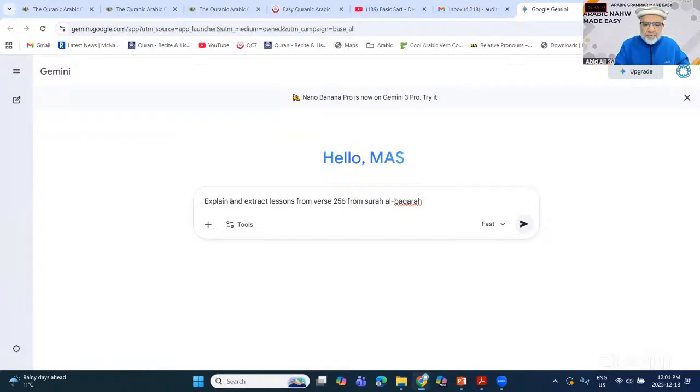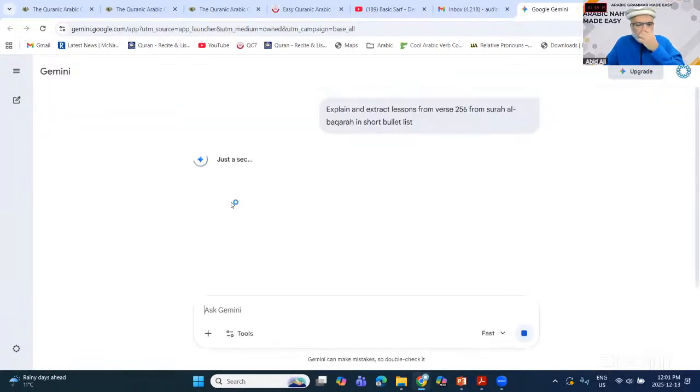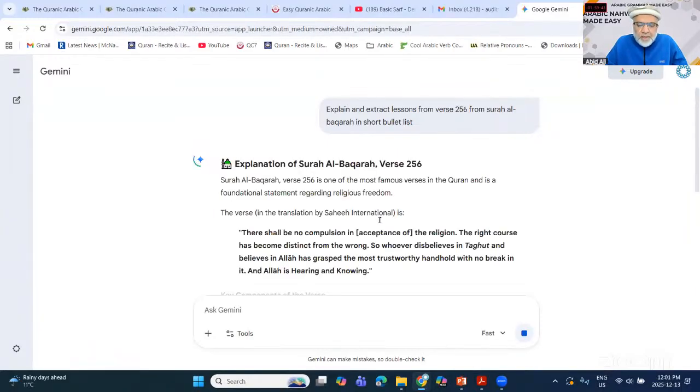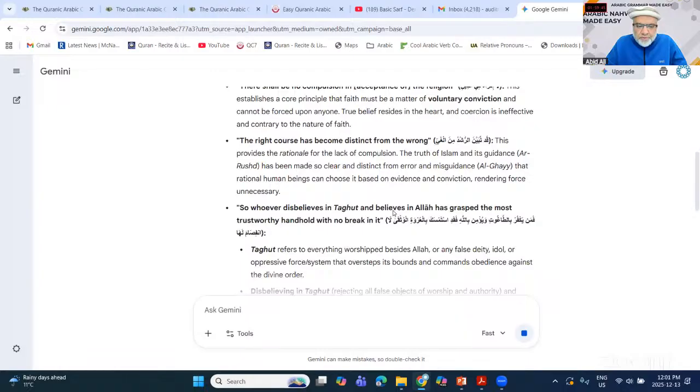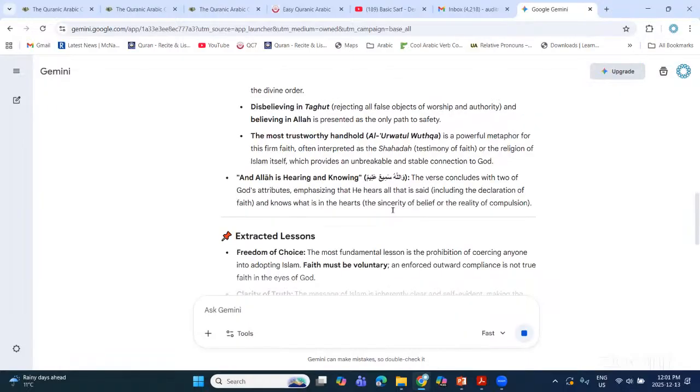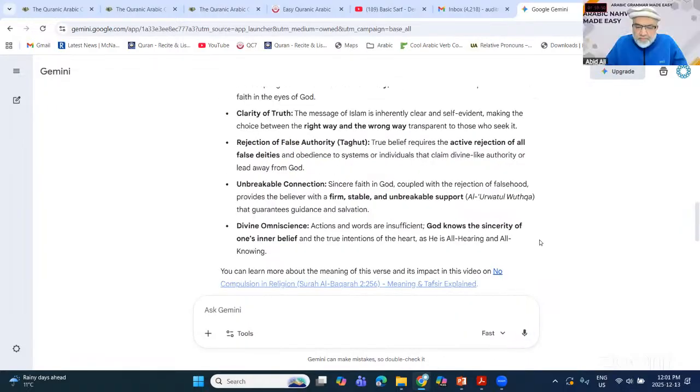I'm giving a prompt to Gemini to give me this. I can also say, give me a short bullet list, just to make it short. So it's going to think about it, and then it gave me all this information. You see that? Okay. But now look at this.